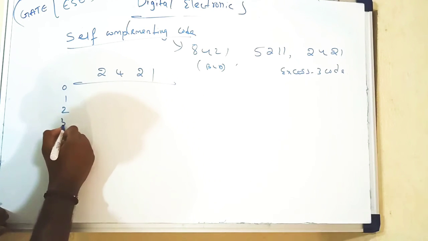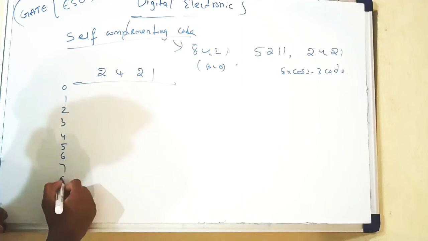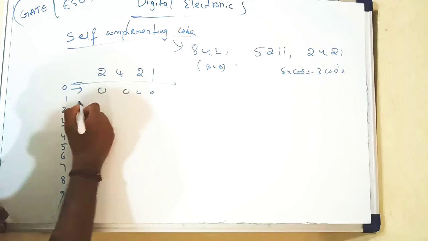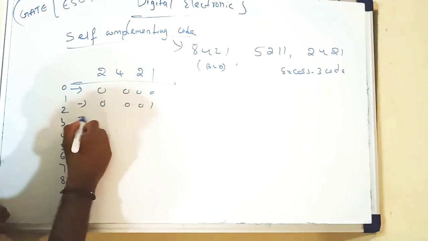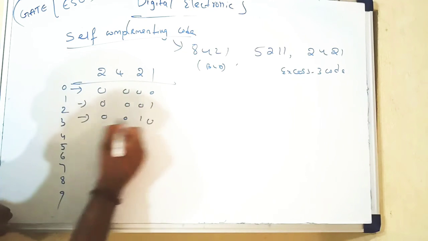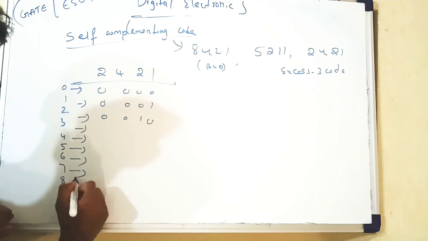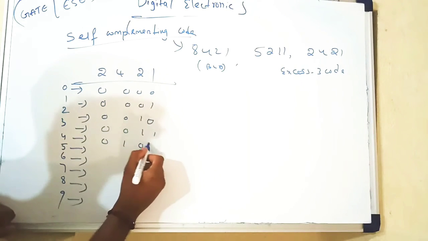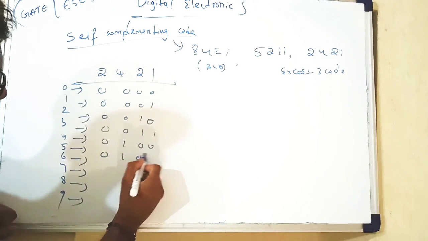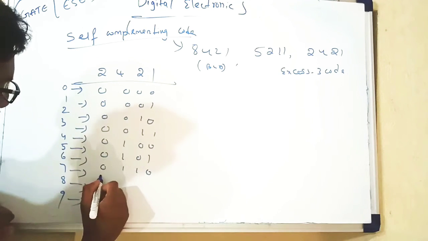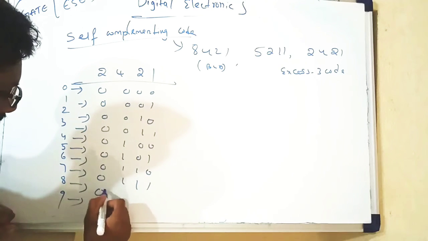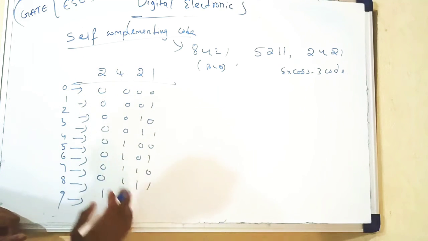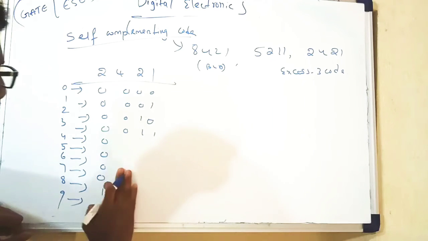I am writing numbers up to 9. For 0 the value is 0000. For 1 the value is 0001. For 2, 0010. For 3, 0011. 4 means 0100. 5 means 0101. 6 means 0110. 7 means 0111. 8 means... this is the 2421 code. This is not BCD.